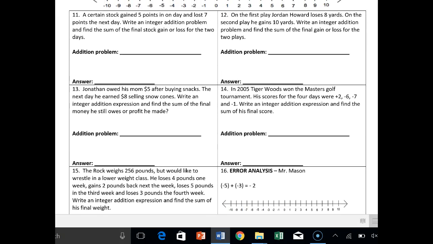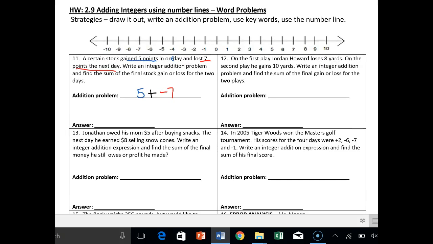So a certain stock gained 5 points, so that's like plus 5, in, let's just say, 1 day. Lost 7 points the next day. Write an integer addition problem and find the sum of the final stock. So it's 5, right? Positive 5, you don't have to necessarily say plus 5, but plus negative 7, right? And we can use either the number line or symbols or whatever we want. So we start at 5 and we move back 7 times to the left and we get negative 2. So my answer is negative 2.